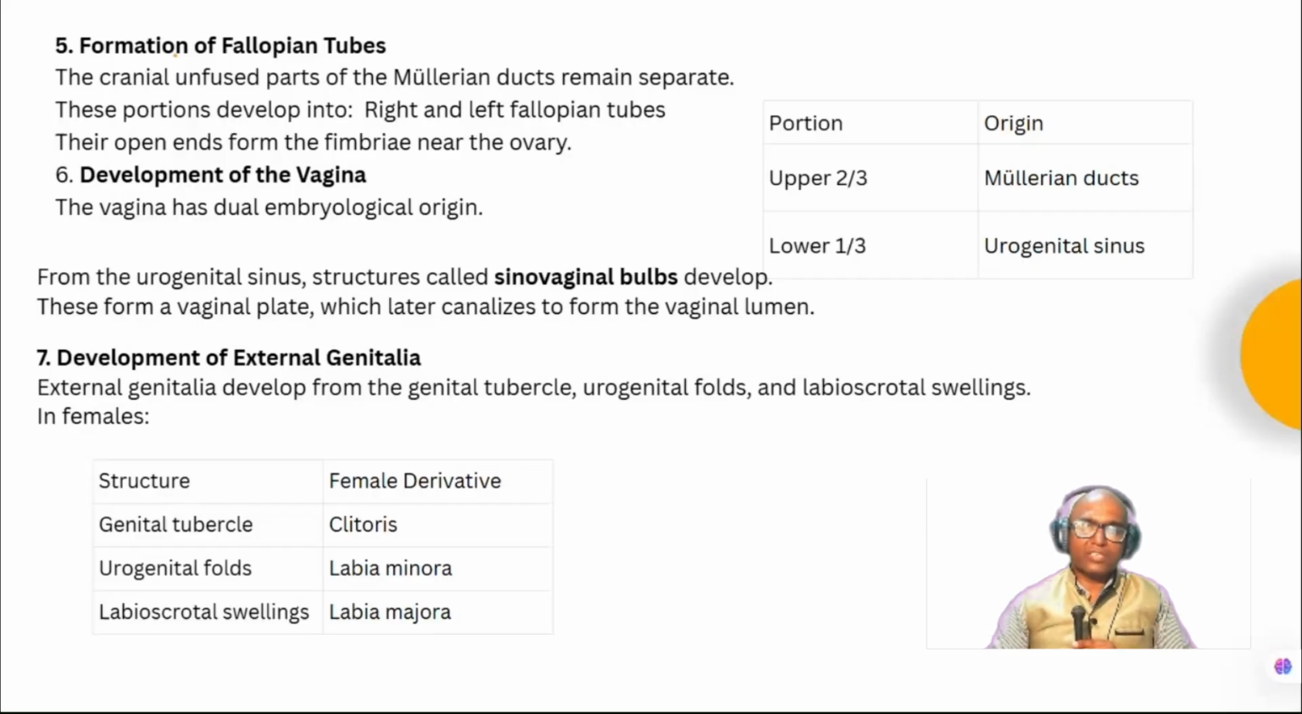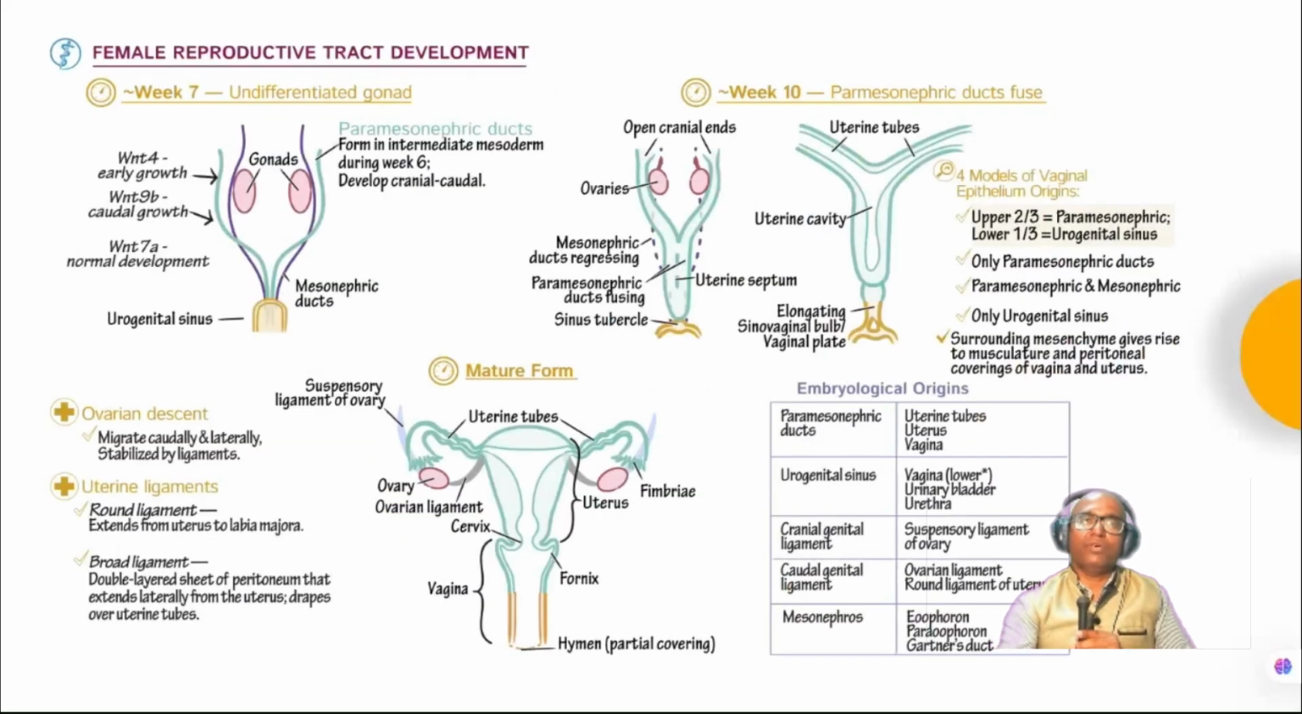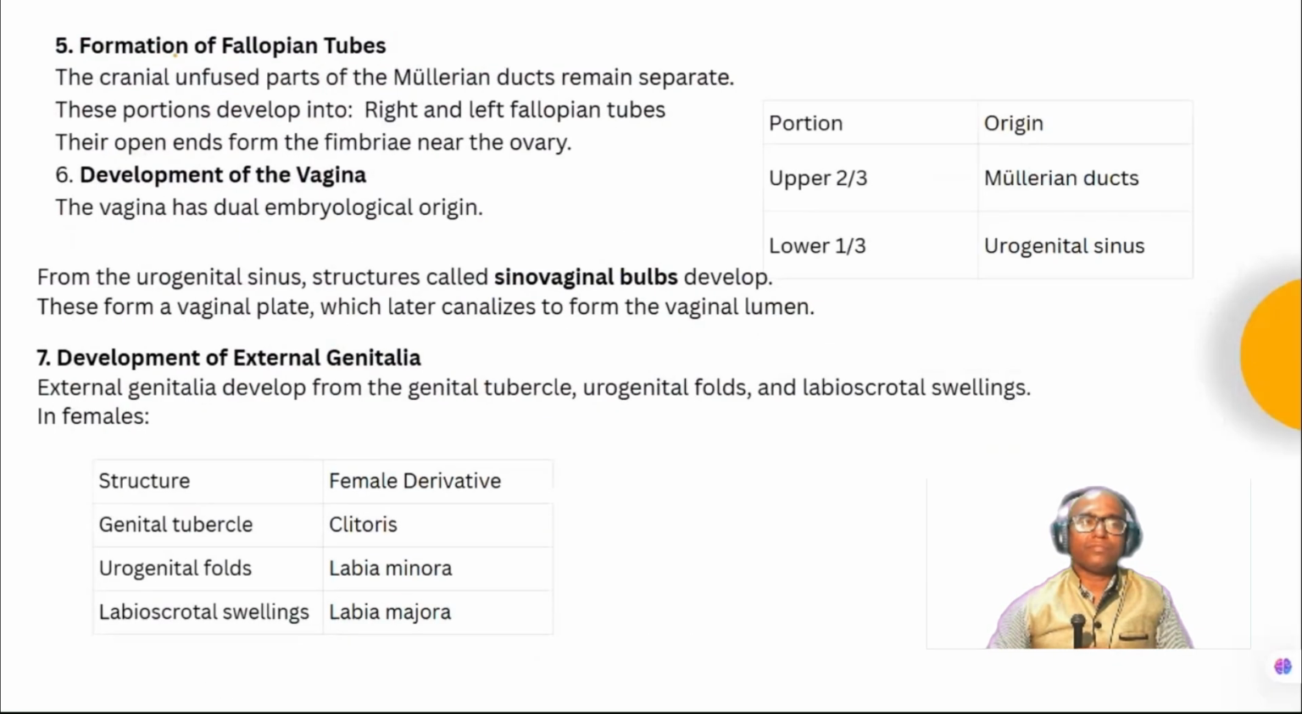Okay, so there is a formation of the sino-vaginal bulb. So this here is the sino-vaginal bulb, and here you can see the vaginal plate. There is an elongation of this sino-vaginal bulb, and the lower one-third of the vagina is getting formed. So the upper two-third is coming from the Mullerian duct, while the lower one-third is coming from this sino-vaginal bulb. There are many questions which are asked on this, especially the development of the vagina.